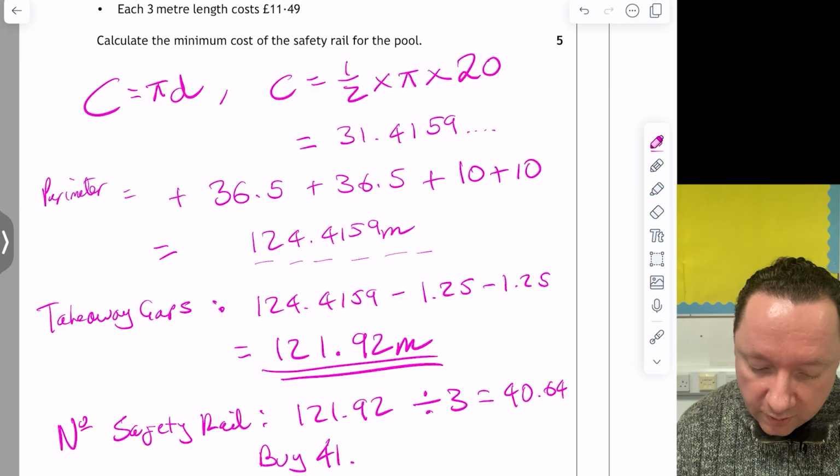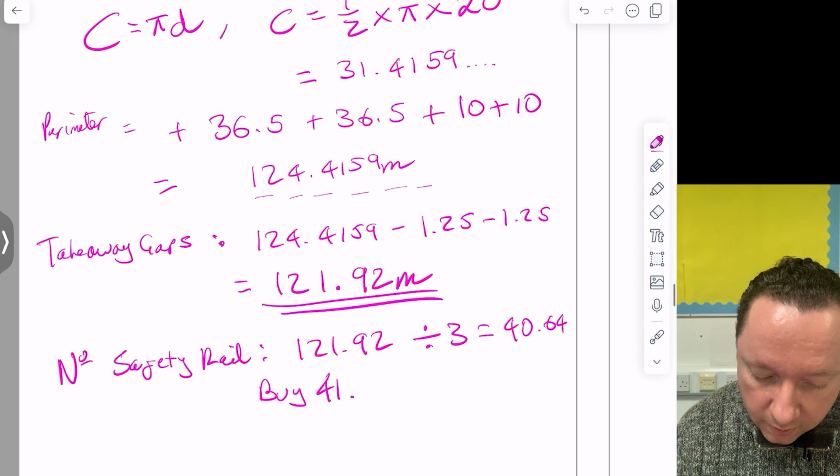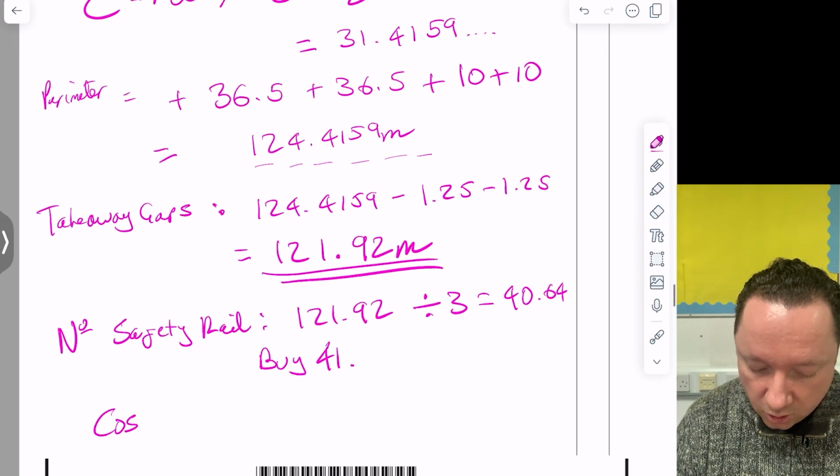Then the last bit, each 3 metre length costs £11.49. So I need to do, for the cost, £11.49 times 41.